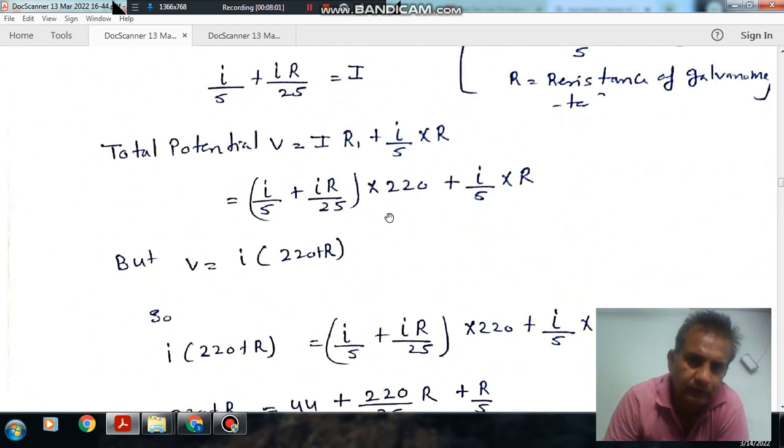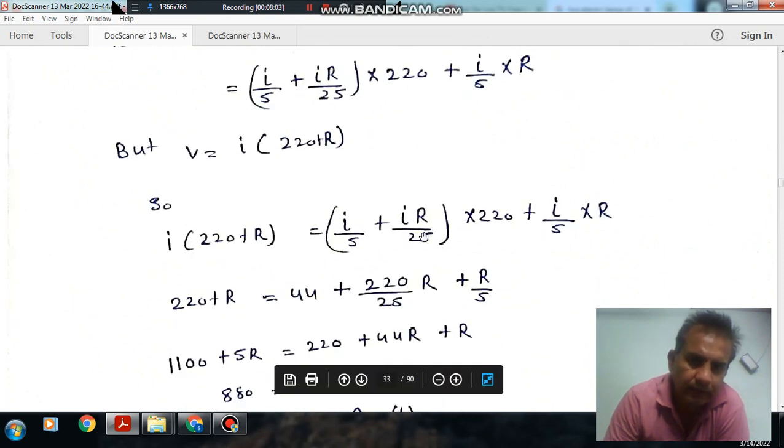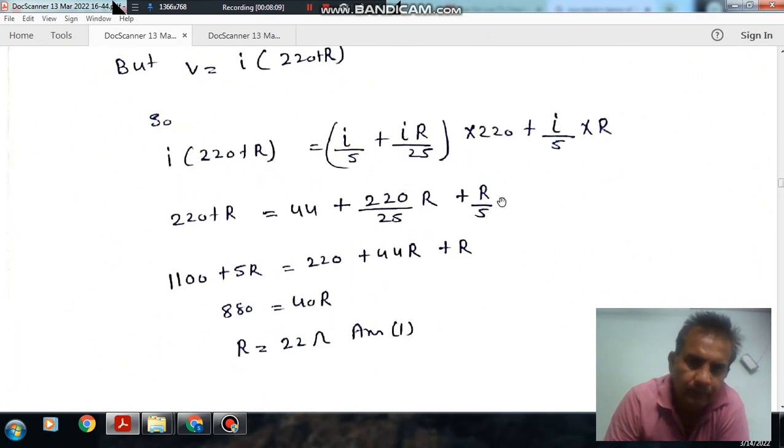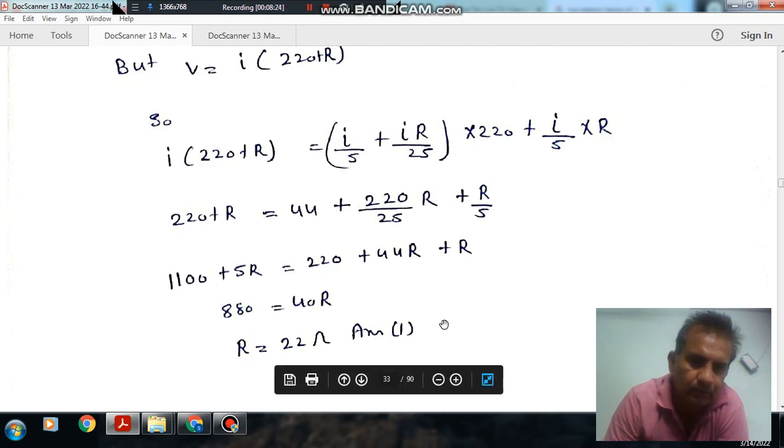Now equating this and this, we can solve it for R, because I will cancel out. I is there in every term. So R will be 22 ohm. Answer is 1.